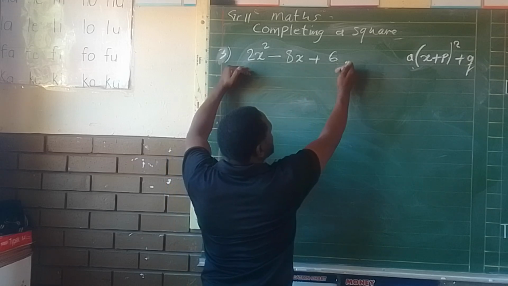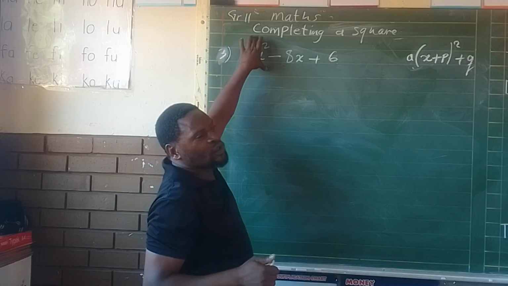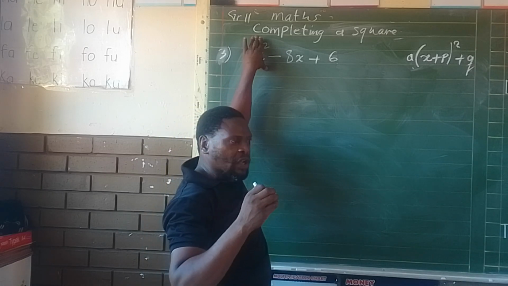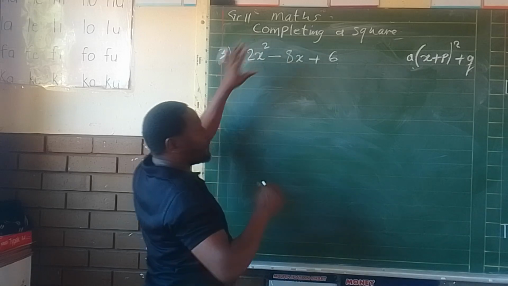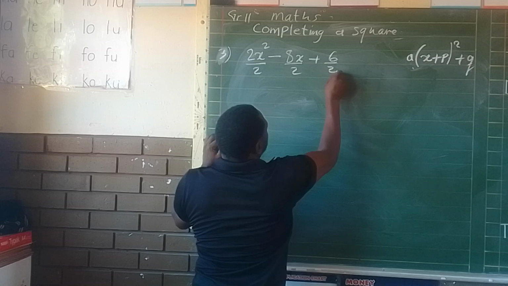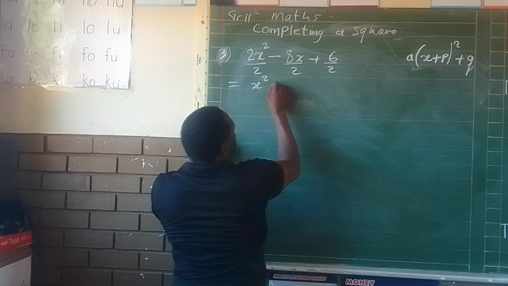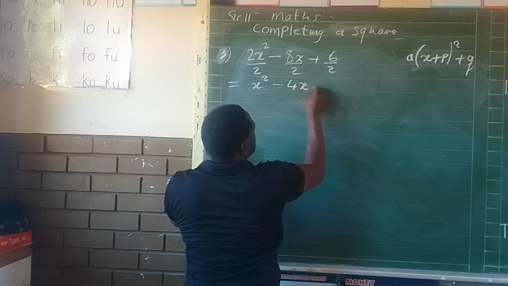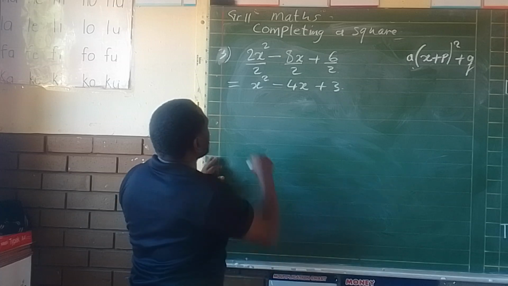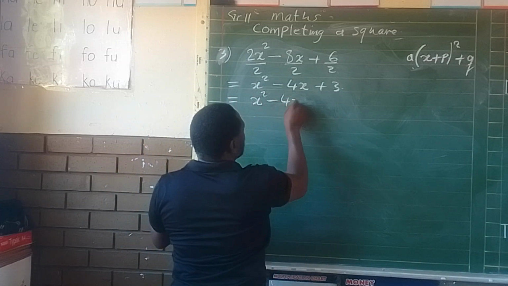If it is like this, you cannot complete a square if the x squared part has got a coefficient. We remove this coefficient by dividing by 2 everywhere. You are having x squared minus 4x plus 3. Now we can complete your square, which is going to be x squared minus 4x.